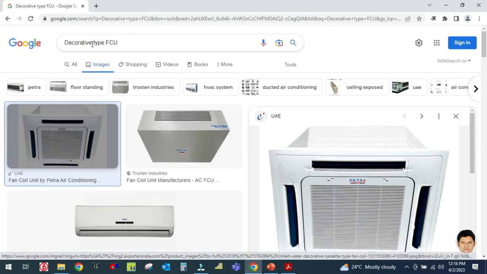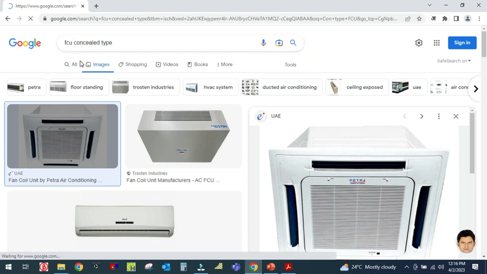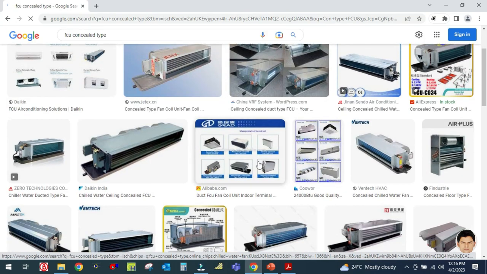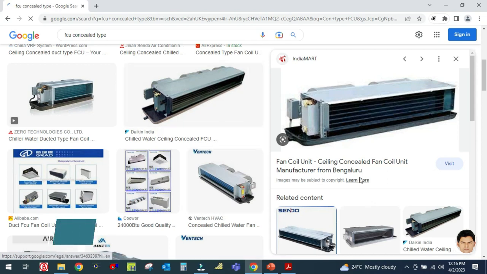Okay, and the second type is concealed type fan coil unit. These are the concealed type fan coil units. Okay, so this is concealed type fan coil unit.